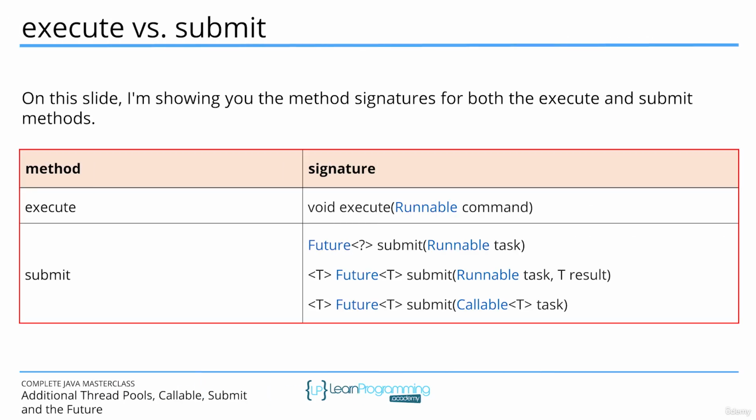On this slide, I'm showing you the method signatures for both the execute and submit methods. There is only a single execute method, and it takes a runnable and returns no value. The submit method has 3 overloaded versions. Notice that in all cases, each returns a result, an instance of something called a future. The submit method I just demonstrated in my code was an example of the first submit method which executed a runnable. In this case, it simply ignored any result coming back. I'll be demonstrating the differences between each of these shortly. First, let's talk about the future.